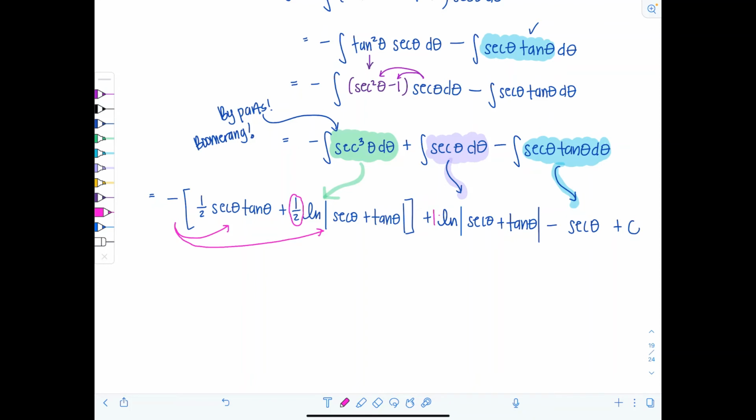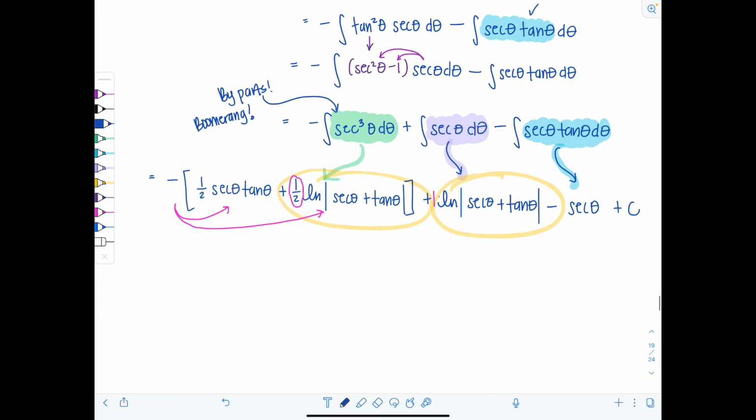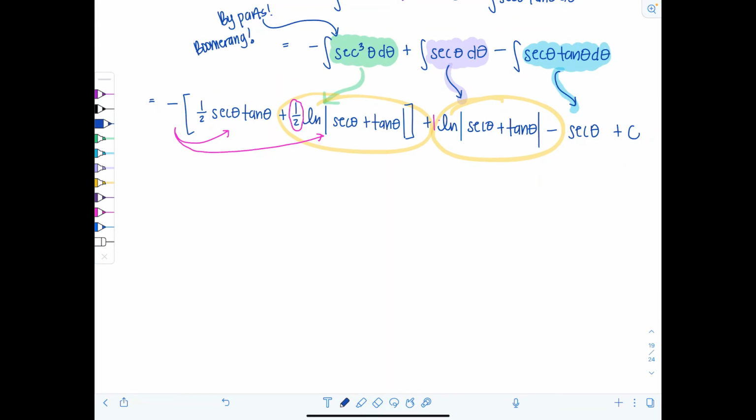So these are actually like terms here. I can combine these two. You see that? And I can rewrite what I have as follows with one less term. Negative 1/2 secant theta tan theta plus 1/2 natural log absolute value secant theta plus tan theta minus secant theta plus c.